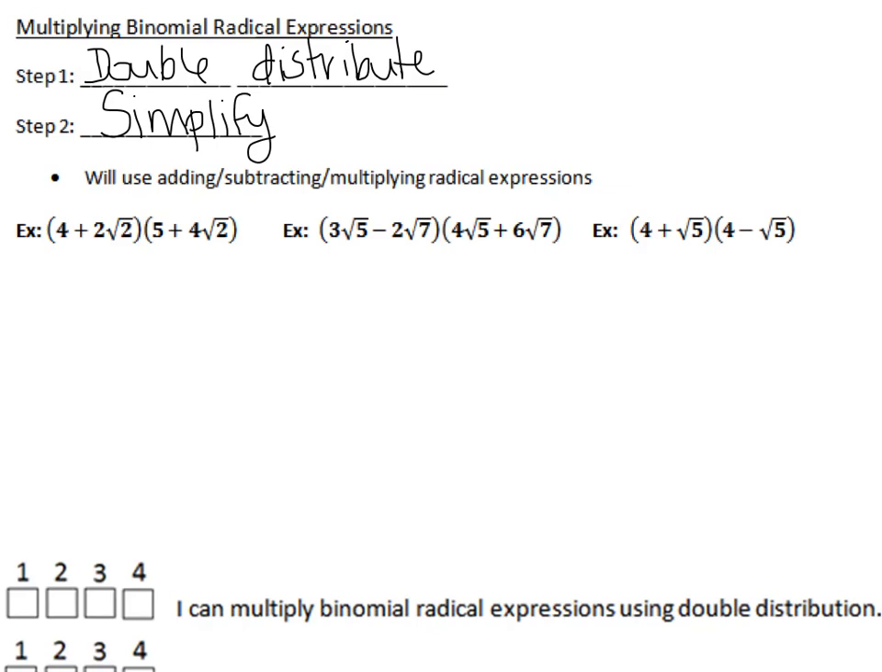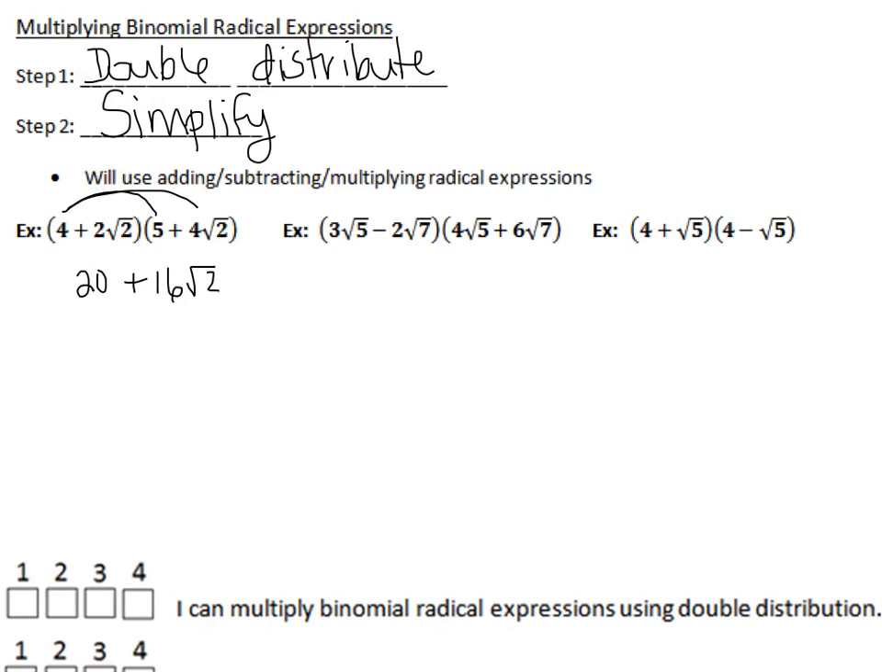So in this first example, I'm going to say 4 times 5 and get 20. And then 4 times 4 radical 2. And again, since this 4 is outside, it can only multiply with what's outside. It can't touch this 2 on the inside. So I'll get a positive 16 radical 2.